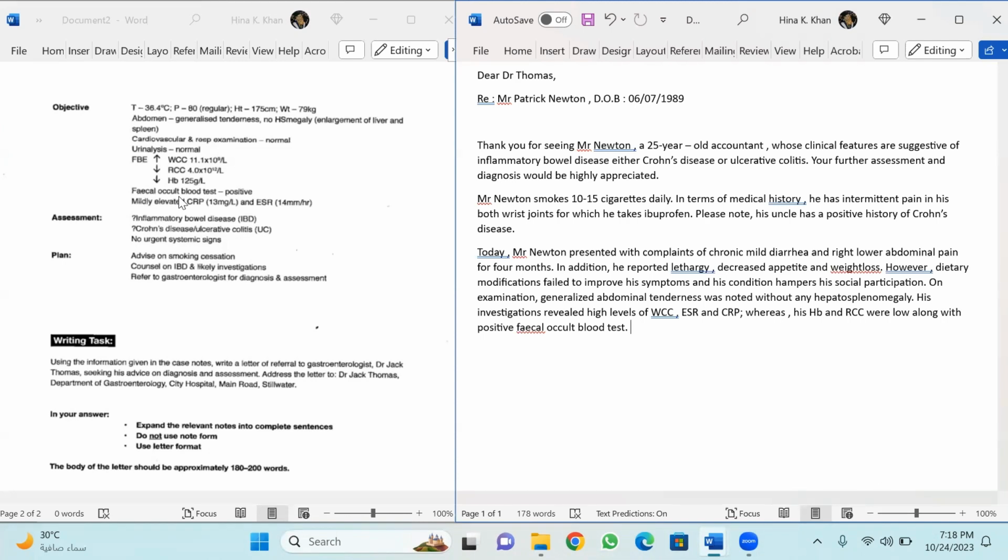If there are multiple visits and you just can't conclude this letter in 180 words, then you can skip this personal history and paragraph, if it's irrelevant, like smoking. You can skip that also. And then his uncle, you can also skip this, or you can just write it: okay, he has a positive family history of Crohn's disease.